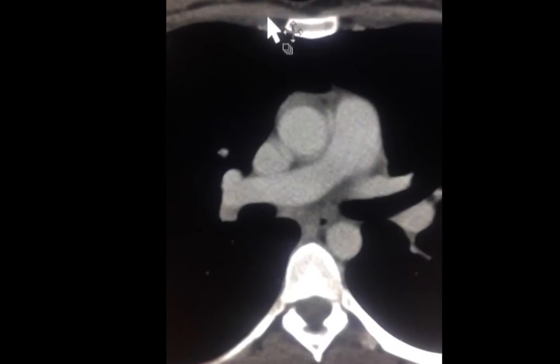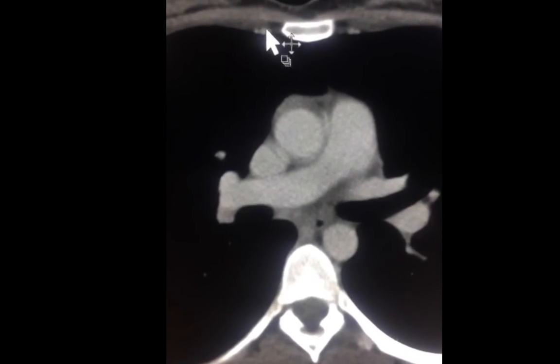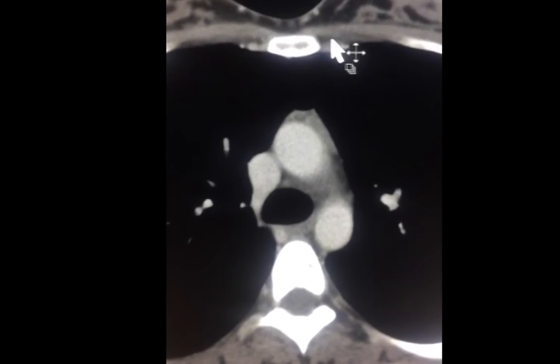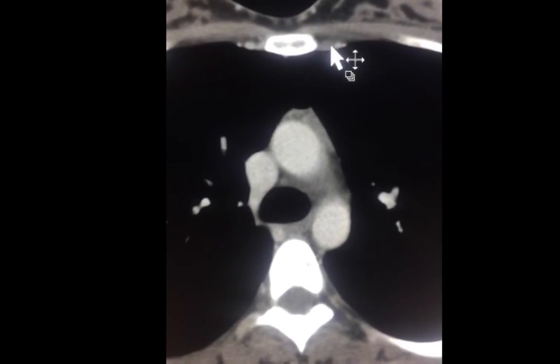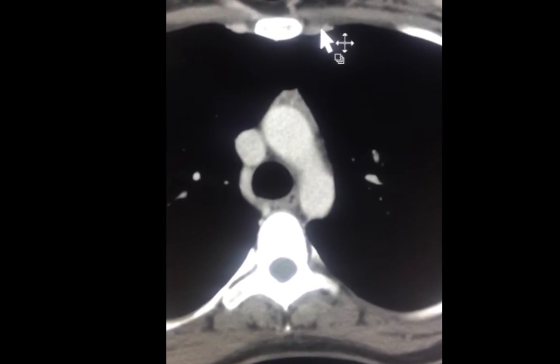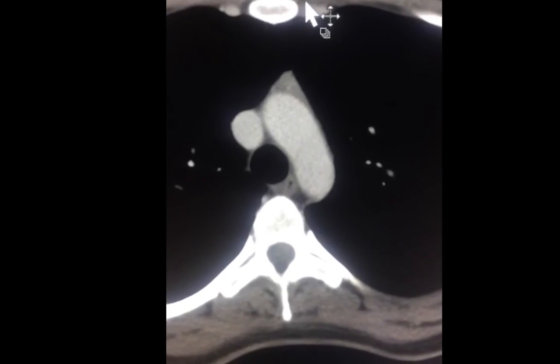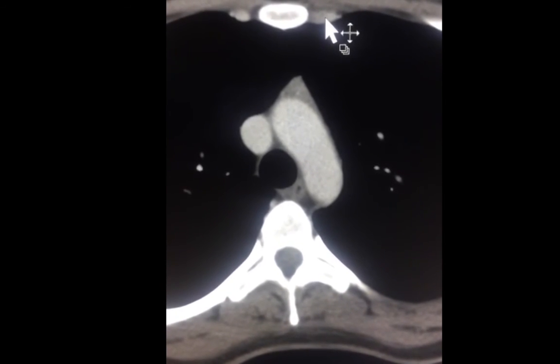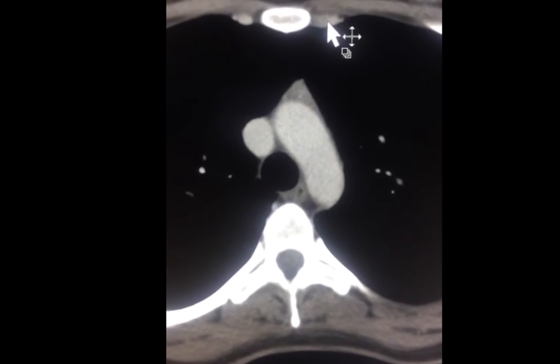If you look on the right side, you'll notice that you only see the artery and the vein. However, on the left side, you'll see the soft tissue here. So in addition to the artery and the vein, there's an enlarged lymph node which is also metastatic. Such lymph nodes should not be missed on chest CTs, especially those done for lymphoma or breast cancer.